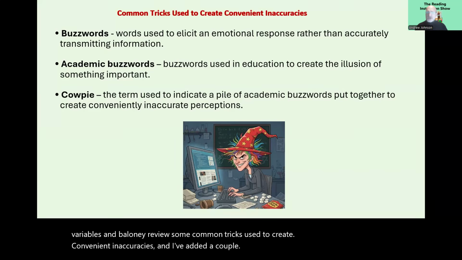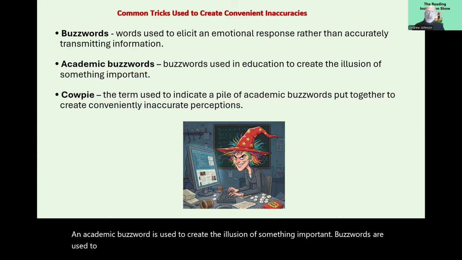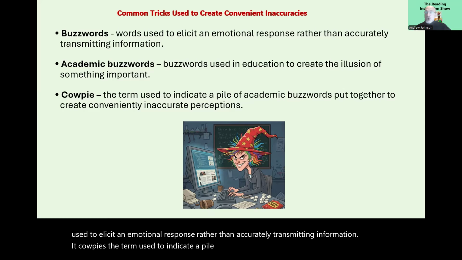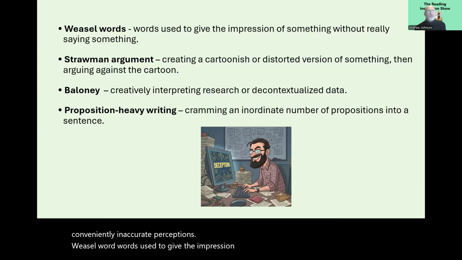An academic buzzword is used to create the illusion of something important. Buzzwords are used to elicit an emotional response rather than accurately transmitting information. A cow pie is the term used to indicate a pile of academic buzzwords wired together to create conveniently inaccurate perceptions. Weasel word: words used to give the impression of something without really saying something.